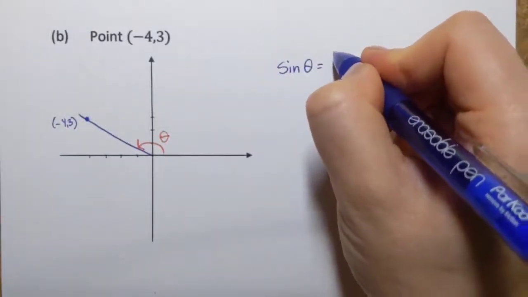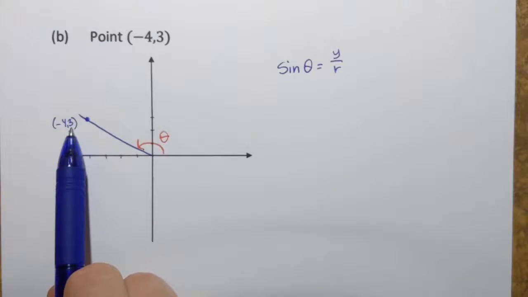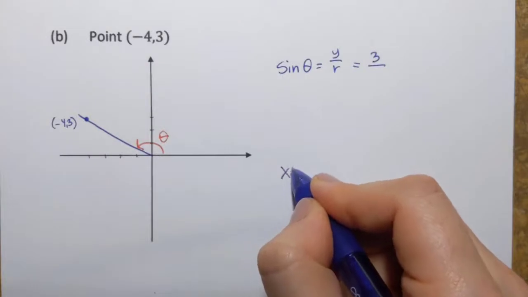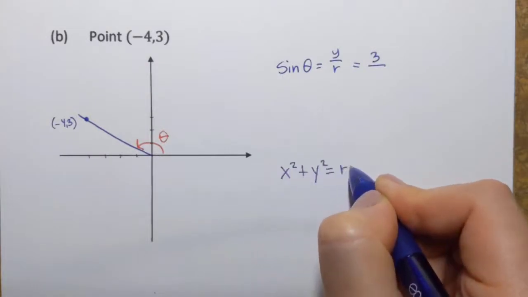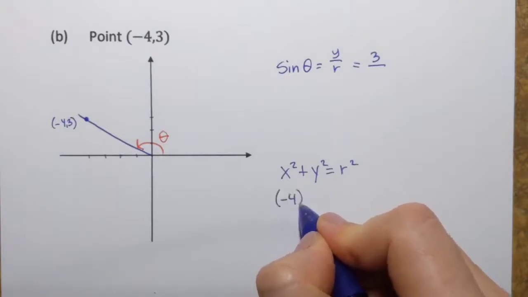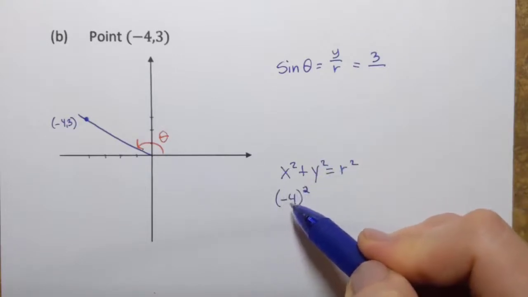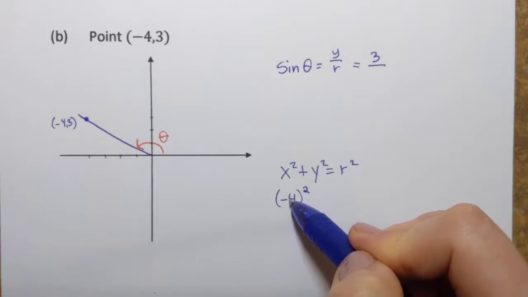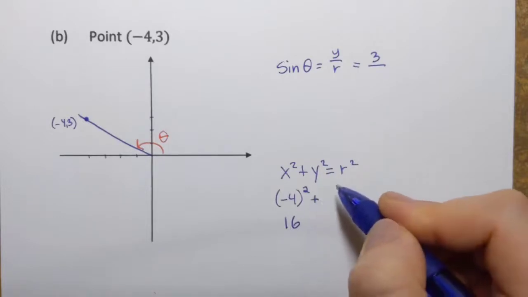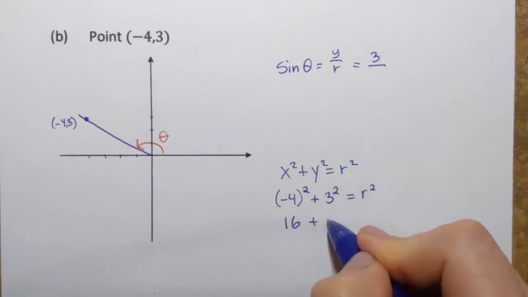So sine is y over r. Before I move on, I need to find r, right? I have the y coordinate, 3, but I need to find r. So I'm using the equation x squared plus y squared equals r squared to find r. X is -4. Don't forget that when you square a negative number, put it inside the parentheses, and it's going to be -4 times -4, so it's going to be +16. It becomes positive every time you square a negative number. Y squared is 3 squared, so that's +9.